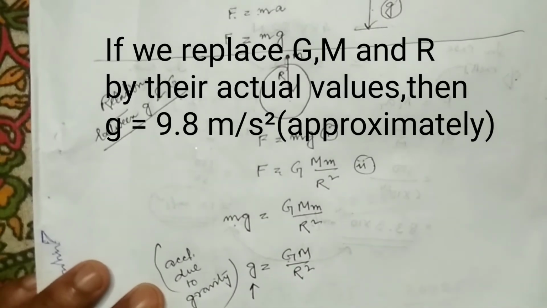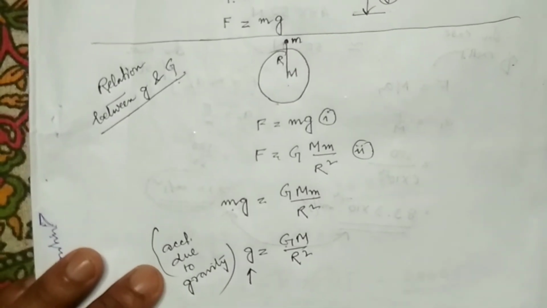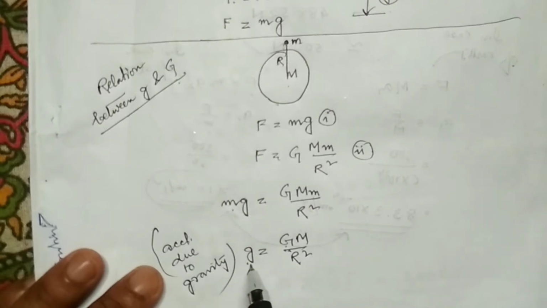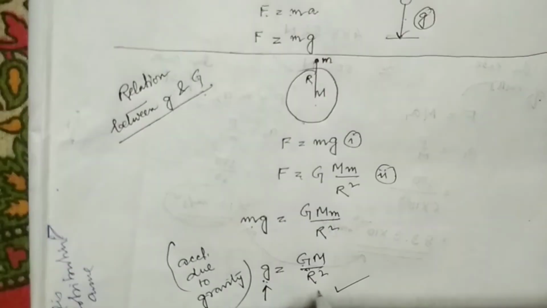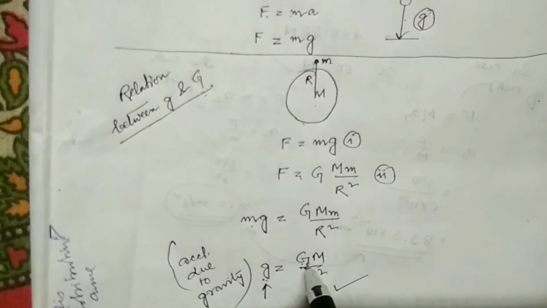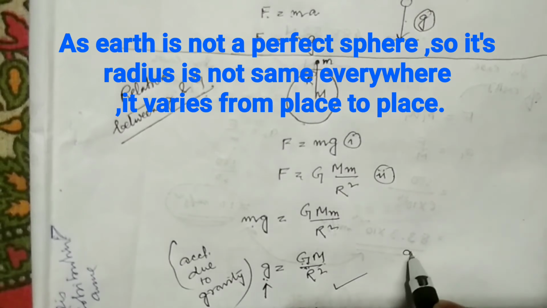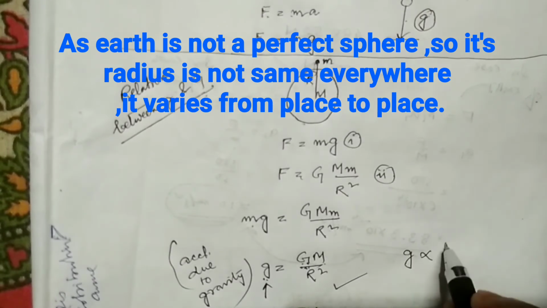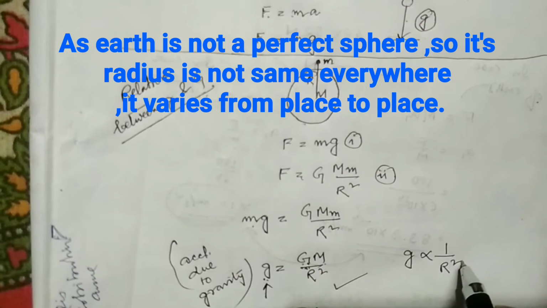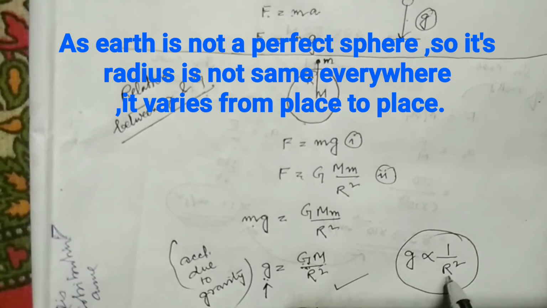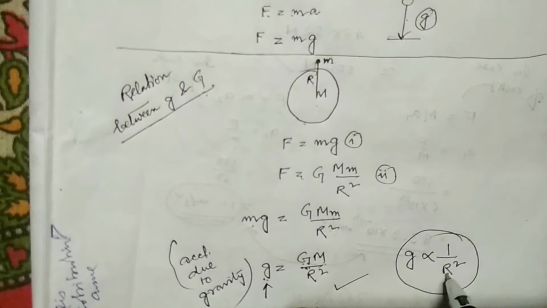and capital G is the universal gravitational constant. This is the relation between small g and capital G. Now g equals GM by r square, as capital G is a constant, and the mass of the earth is also a constant, so we can say g is inversely proportional to the square of the radius of the earth. Clear? That means the more the radius, the less will be the value of g, and the less the radius, the more will be the value of g. Let me discuss this one in detail.